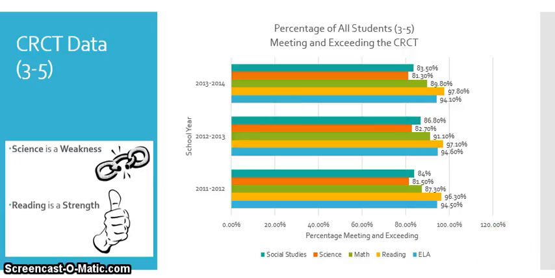Overall, you can see that science is a weakness of all of our students and all of our grade levels at Baggett Elementary. While we still were in the 80% meeting and exceeding range, it is our lowest content area as far as the CRCT is concerned. You can see also, though, that reading is a strength and has continued to be a strength over the past 3 years, where in year 3 we had 97% of our students meet or exceed on the reading CRCT.